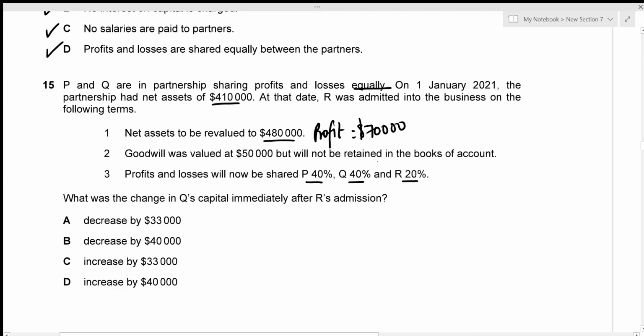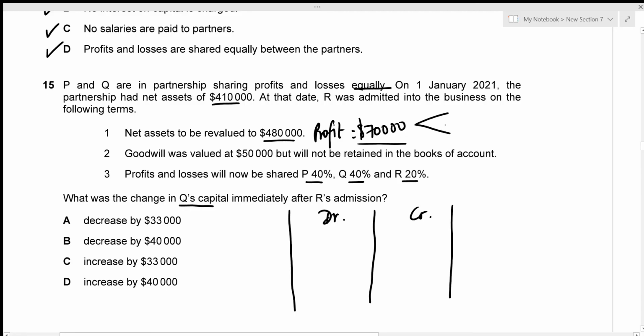So in order to figure out the change in Q's capital, we can just draw the capital account for Q, but we're going to omit the opening balance. Alright, so this is the debit side, that's the credit side. So the first one we have is profit on revaluation. And we know that profit is something that's going to increase the balance on the capital account. So we need to record it on the credit side. But this profit is divided into two equal halves for the partners P and Q. So that's going to be 35,000 each. So we need to record this 35,000 on the credit side.